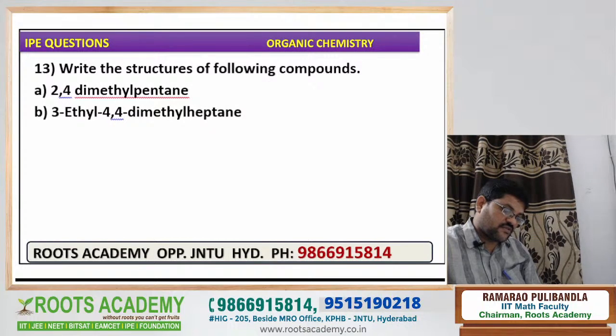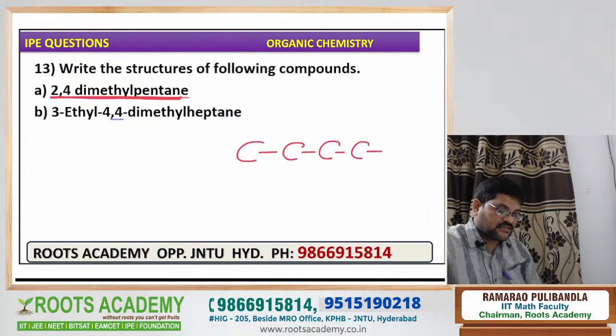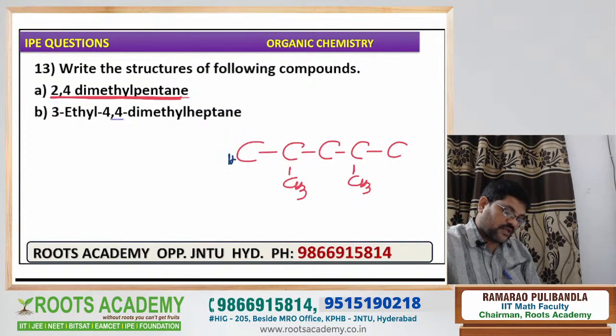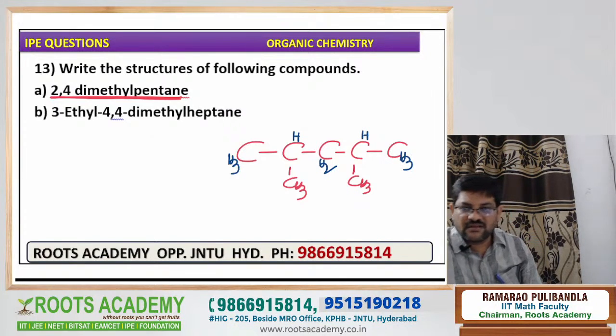Write structures of the following compounds. 2,4-dimethylpentane. Pentane means what? 5 carbons are there like this. Understood? 2,4 means on the second carbon a methyl group is there, on the fourth carbon a methyl group is there. And carbon valence is what? Carbon valence is 4. You write CH3, CH, CH2, CH, CH3.